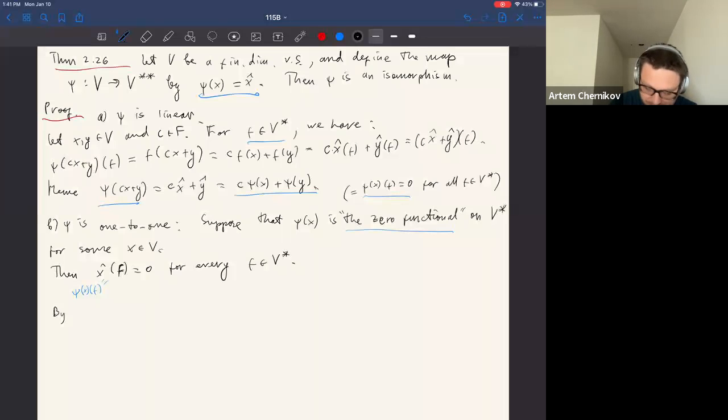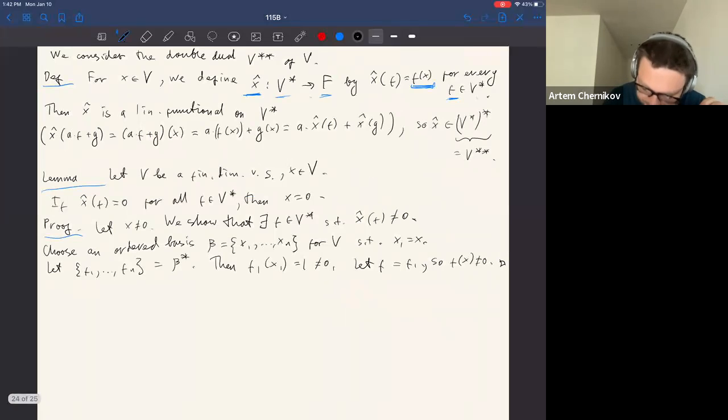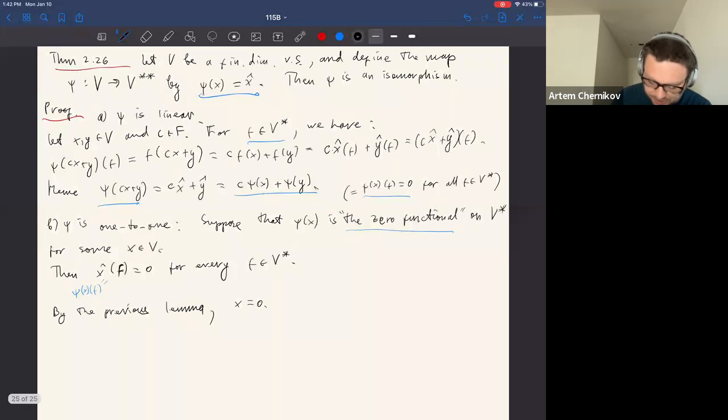But then by the previous lemma, it would follow that x itself is equal to 0. Remember the previous lemma. Let me go back one page for a second. The lemma says that if x hat of f is equal to 0 for all f in V star, then x itself is 0. Now we just apply it. In this case, by assumption x hat of f is 0 for all f, so it implies that x itself is 0.